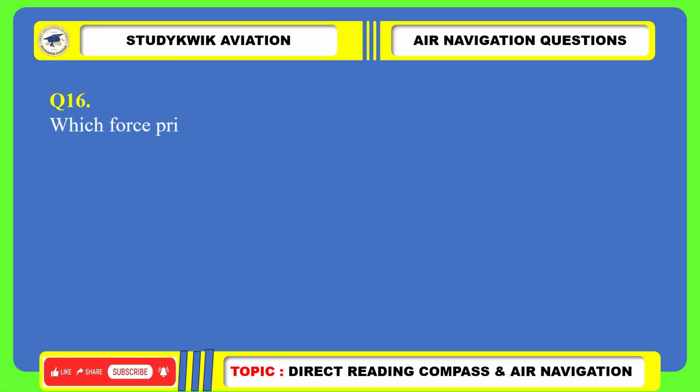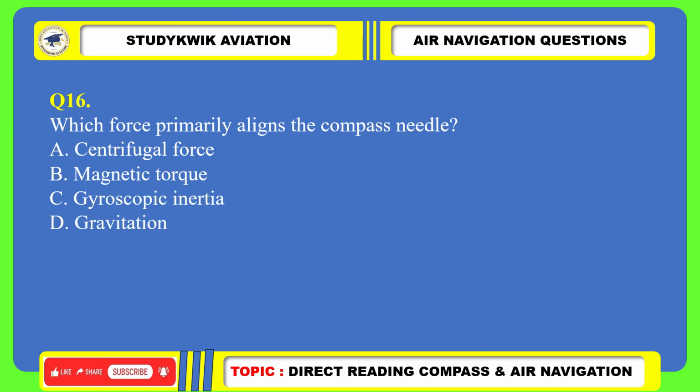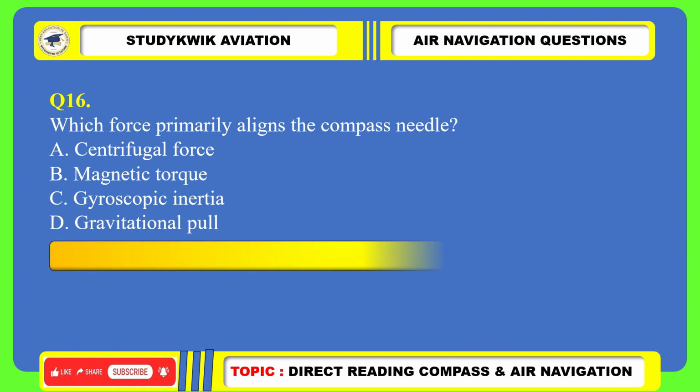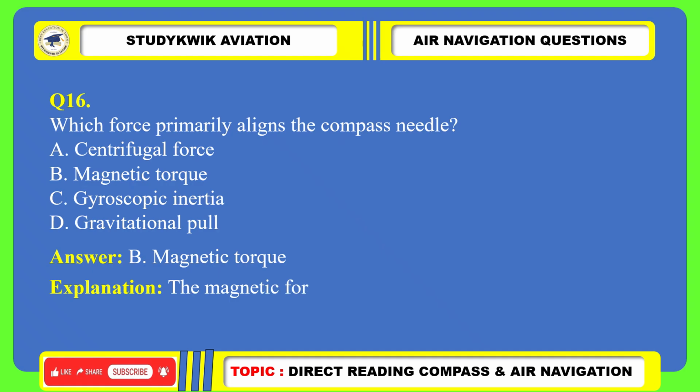Question 16. Which force primarily aligns the compass needle? Centrifugal force, magnetic torque, gyroscopic inertia, gravitational pull. The correct answer is B. Magnetic torque. The magnetic force acts on the compass magnets to align with Earth's field.